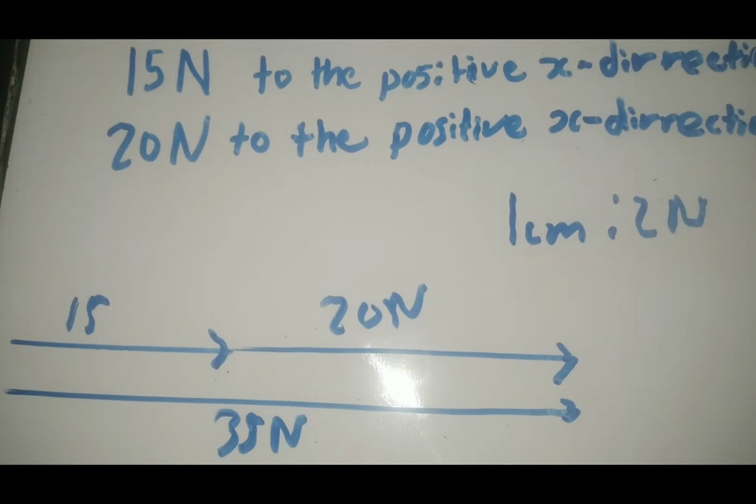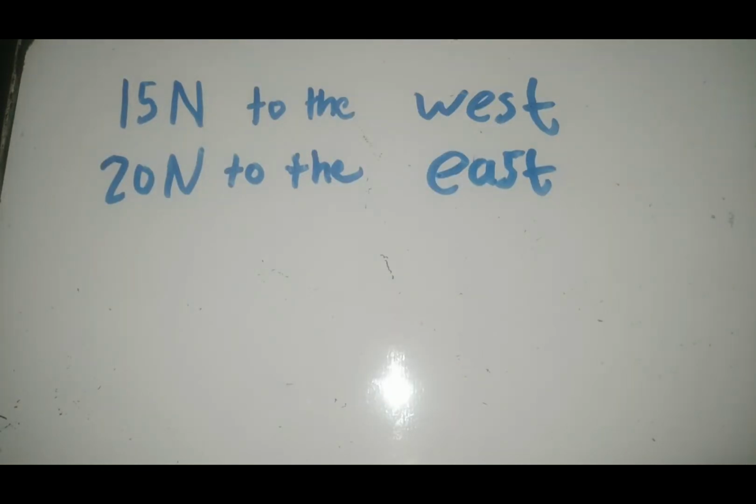Let me give you another one. So here is another example. We are given one vector which is 15 newtons to the west and another vector which is 20 newtons to the east. So we have to draw this. We'll still use the same head to tail method. Head to tail means that the head of one must be connected to the tail of the other, and I can literally start with any force that I want to.